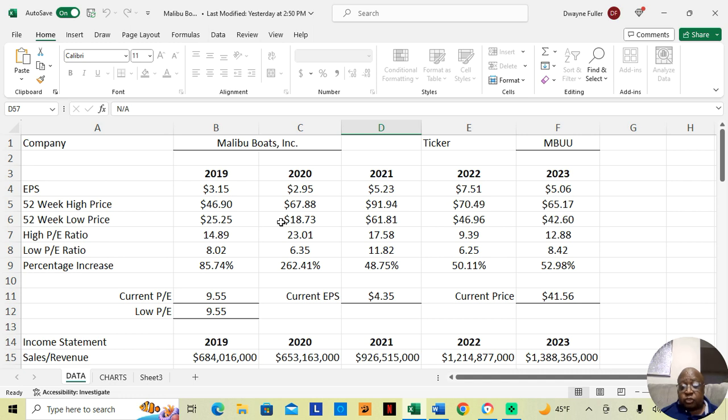And 2023, they were just above where they are now. Now they dropped to 41.56, which is different from the candlestick chart I was showing, because it's a day later. But they were 41.56 at the low here, and they were 42.60 last year at their low. So they went from $42.60 to $65.17, and that was an increase of 52.98%. So we see that on average they've been rising about 50% during the year.